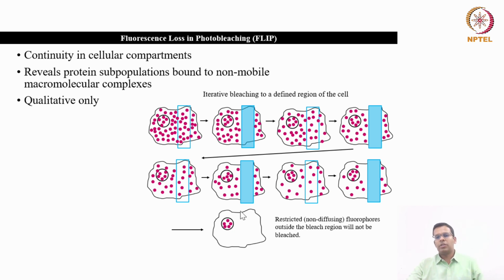So this technique is used to see the continuity in cellular compartments. If you want to see whether the protein molecules in the nucleus are getting exchanged with the cytoplasm or not, you can use this technique. You can do the iterative bleaching in the cytoplasm and see whether fluorescence is lost from the nucleus or not.